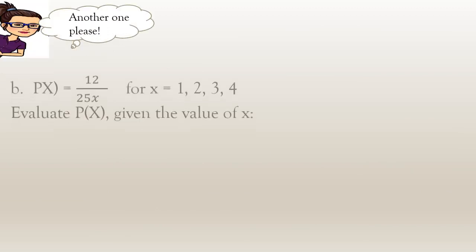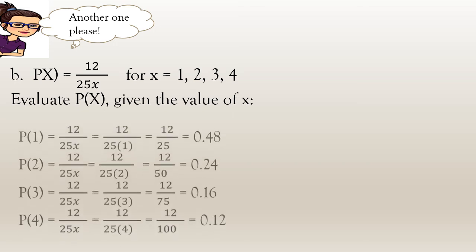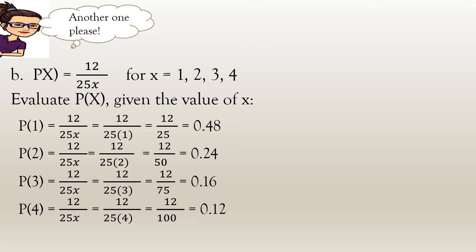Another one, please. Letter B. P of X is equal to 12 over 25x, where x is equal to 1, 2, 3, and 4. So, let us evaluate the probability of x given the value of x. So, for P of 1, or kung ang x natin ay 1, let us substitute that 1 to our probability. 12 over 25 times 1, ang magiging sagot natin ay 12 over 25, which is in decimal 0.48 siya.